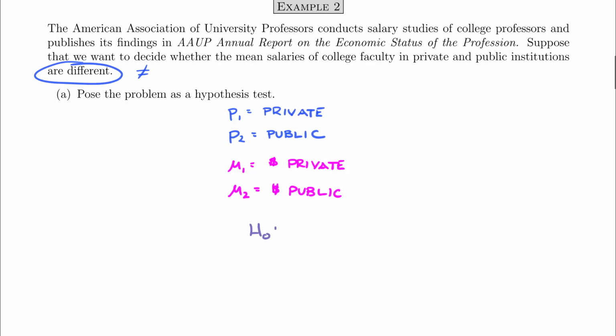The null hypothesis has not changed. It's that the two means are equal to one another. The alternative hypothesis for this one is that mu sub 1 is not equal to mu sub 2, because we established that they are different, so we know we're talking about a two-tailed test.